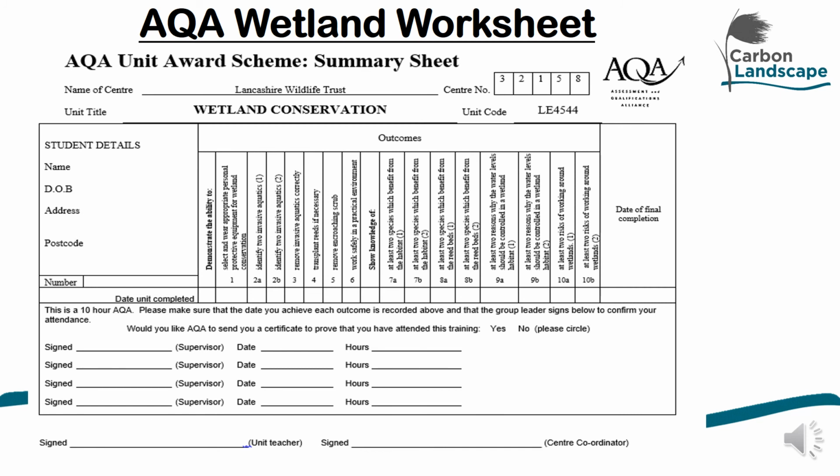As a carbon landscape volunteer, you are eligible for our rewards and recognition package. You can complete the Wetland Conservation AQA accreditation. All you have to do is ask for one of these sheets from your group leader and volunteer. Each time you achieve one of these outcomes, get your group leader to fill in the date, complete 10 hours of volunteering on a wetland, and we'll get you the accreditation.